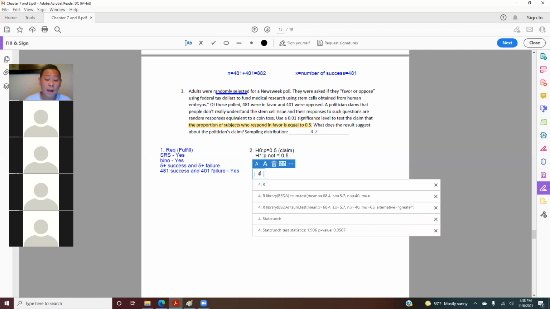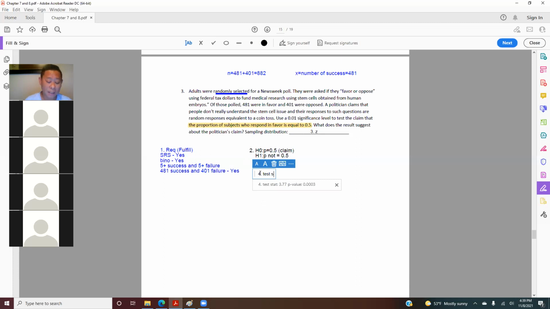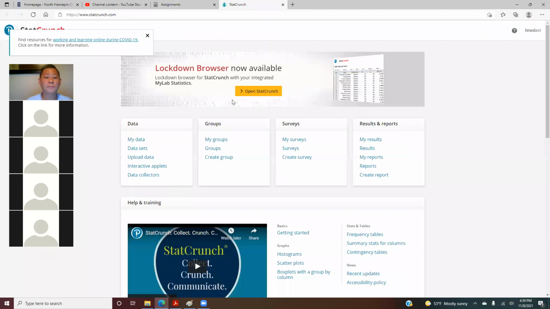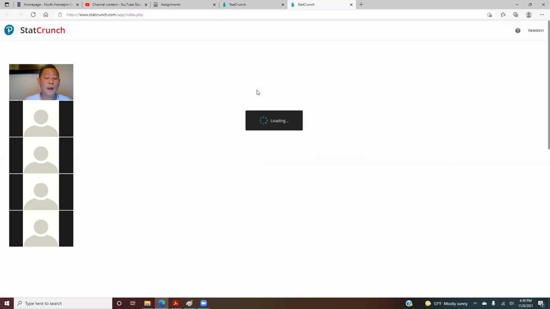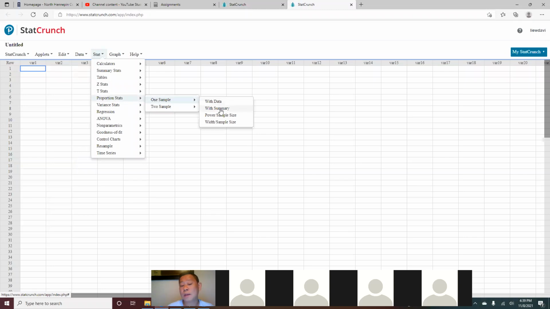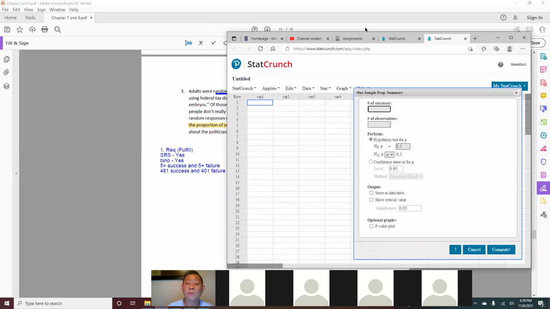Okay. So in StatCrunch, you have to put it down and figure out what your test statistic will be and what your p-value is. That is what you need to do for the fourth question here. So in order to use StatCrunch, you go to Stat, you go to Proportion Stats, One Sample, With Summary. You have to put all the information in there.